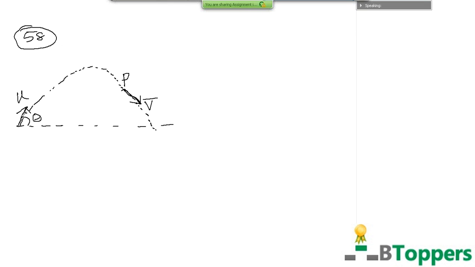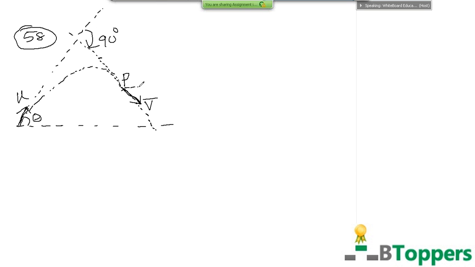Let P be the position of the projectile at the particular instant when V bar is perpendicular to U bar. That means if you produce the direction of U bar in this way and you produce the direction of V bar at the point P, they are perpendicular. So you have to find the magnitude of velocity V bar at the point P at the instant when V bar is perpendicular to U bar.